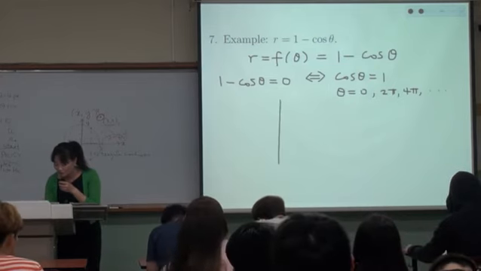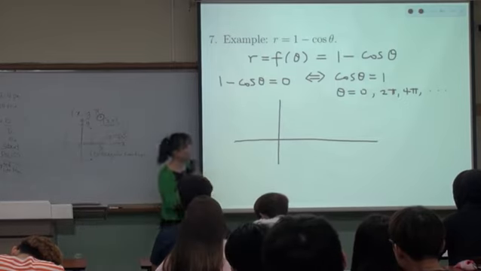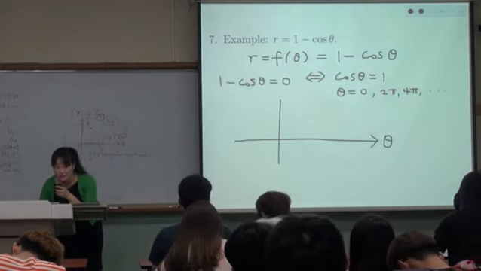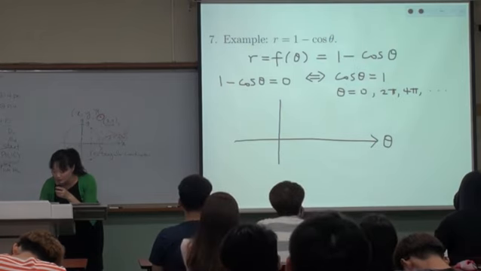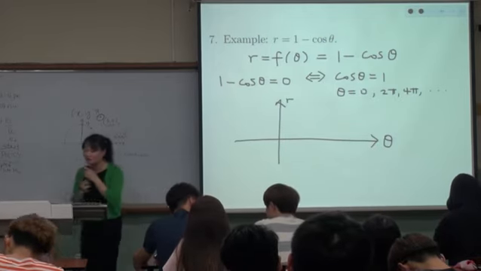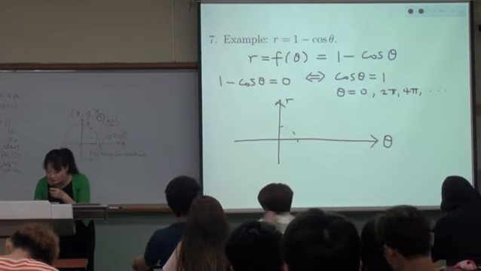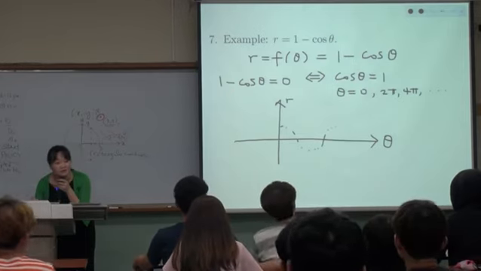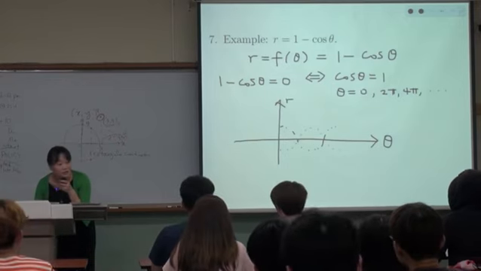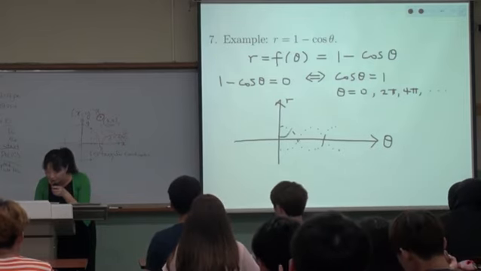Okay. So r equal to f of theta. If I put theta here, theta is my independent variable. r is my dependent variable. It's a function. So if I draw the graph, what is cosine? This is cosine, right? So this is minus cosine. So what is 1 minus cosine? Up by 1. So do you agree that it will be like this?